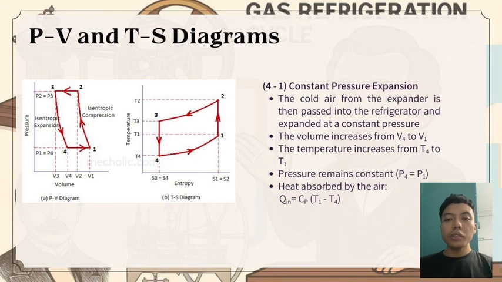Constant pressure expansion takes place from point 4 to point 1. The cold air from the expander is then passed into the refrigerator and expanded at constant pressure. The volume and the temperature increase while the pressure remains constant. Heat absorbed by the air is given by heat capacity times the change in temperature between T1 and T4.